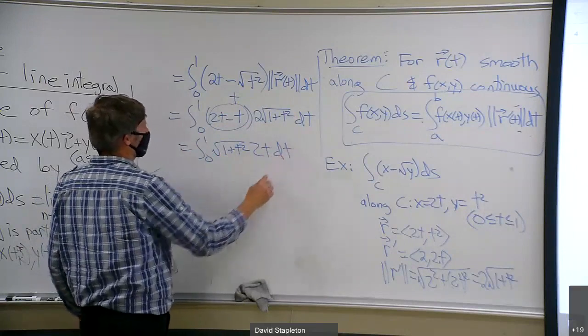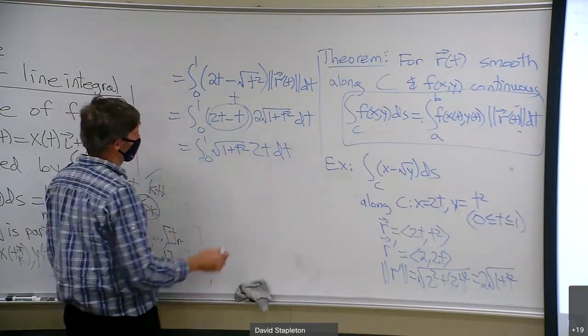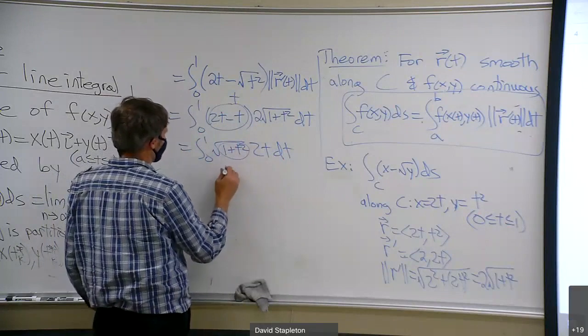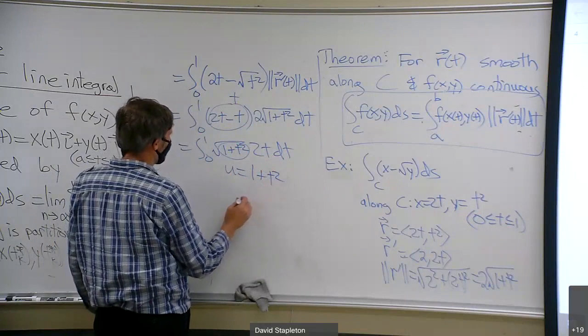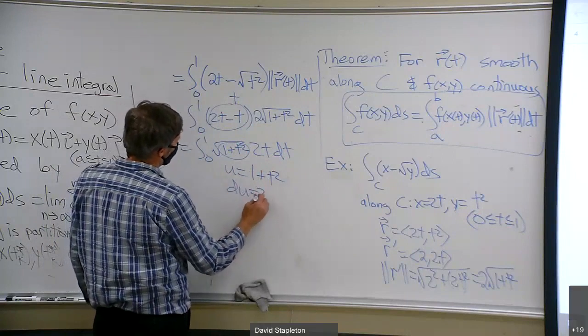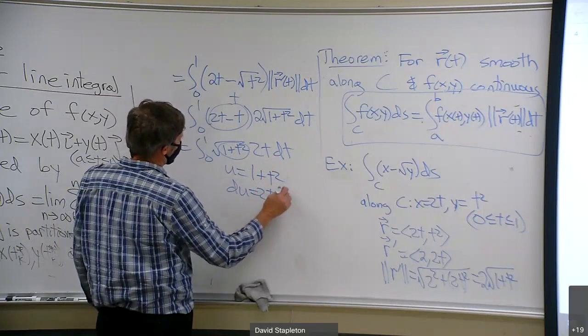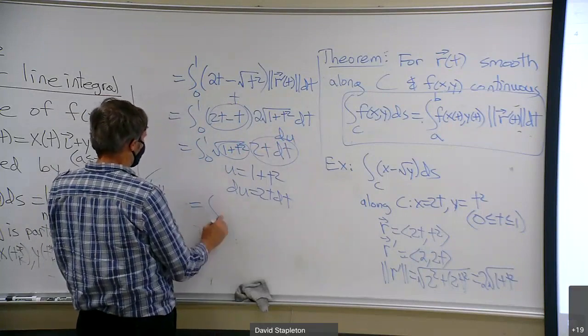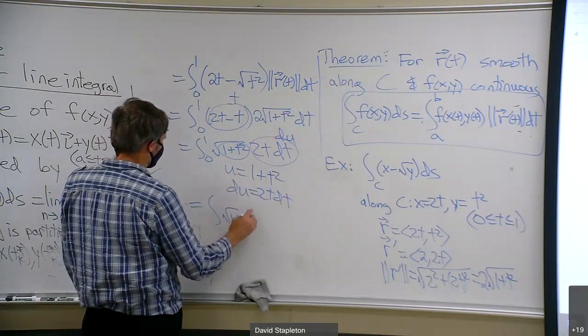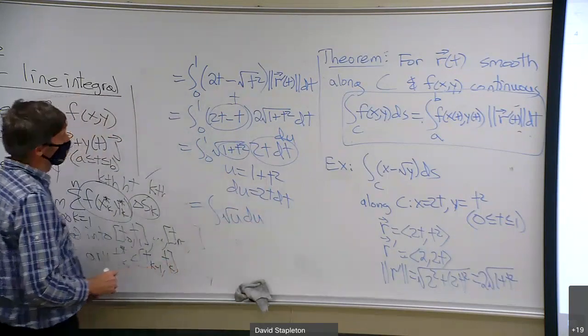Must be a cooked problem, right? Because there's an obvious substitution. I can let u equal 1 plus t squared. Whenever you have a function of a function, you think, what if I let u equal the inside function? Then du would be 2t dt, the derivative times dt. How lucky. There's du right there. So this is the integral of square root of u du by u substitution, right?